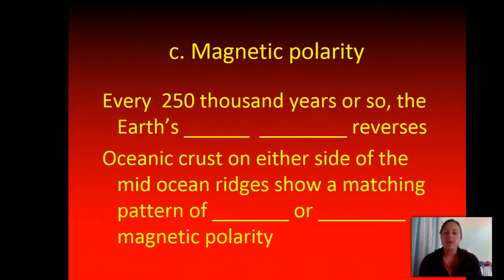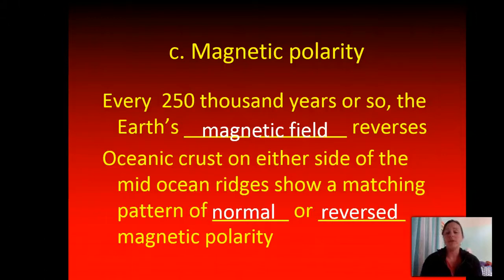The other way we know that this is occurring is because the magnetic polarity also shows a pattern on either side of the ridges. Now let's talk about magnetic polarity. Every 250,000 years or so, the Earth's magnetic field reverses. Oceanic crust on either side of the mid-ocean ridges shows a matching pattern of normal or reversed magnetic polarity.